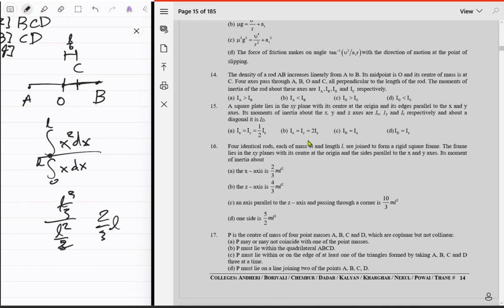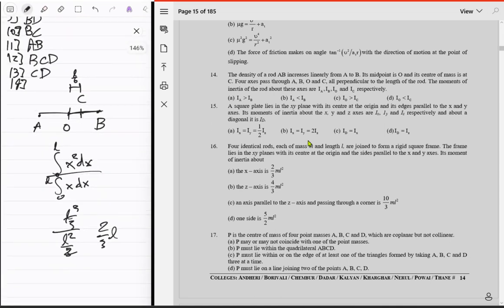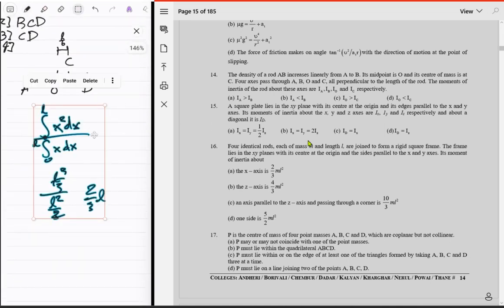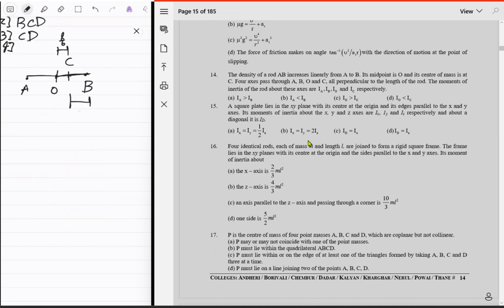Okay, cool. So from C, how much is the distance? This thing is L upon 3, this is like 2L upon 3. This whole thing is like 2L upon 3, okay, and this is L upon 6. So the inertia we need at C equals something.